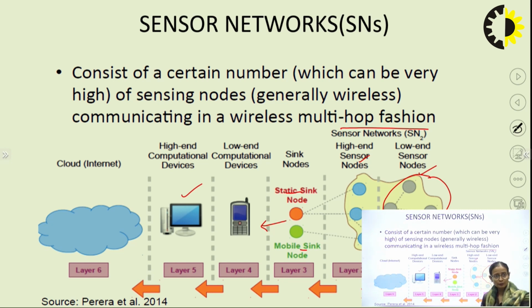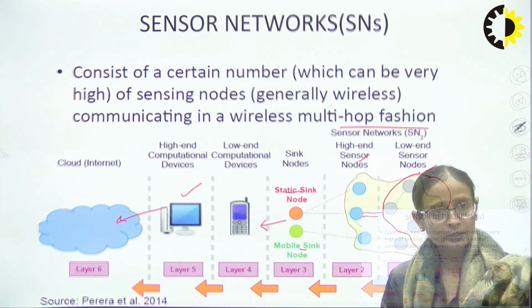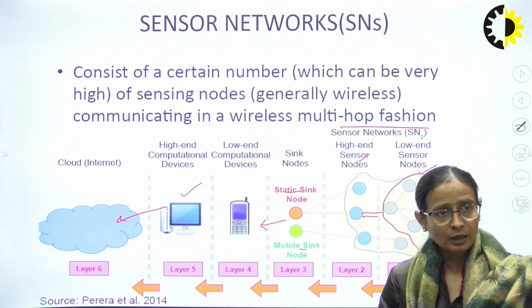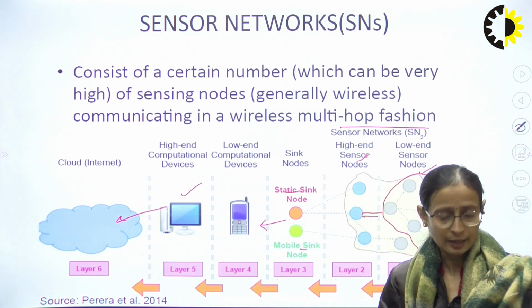If we want to make a global network, then these high-end computational devices, if they require support from other high-end servers, can communicate over the cloud. So this is how your sensor networks can communicate over the cloud with other IoT applications.